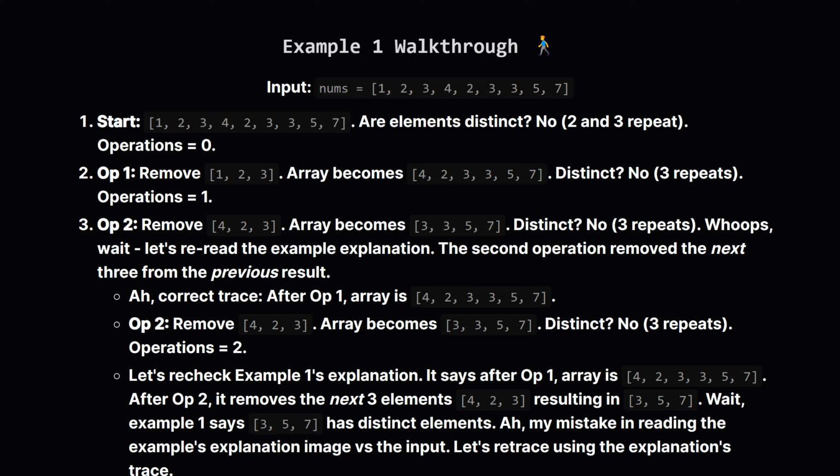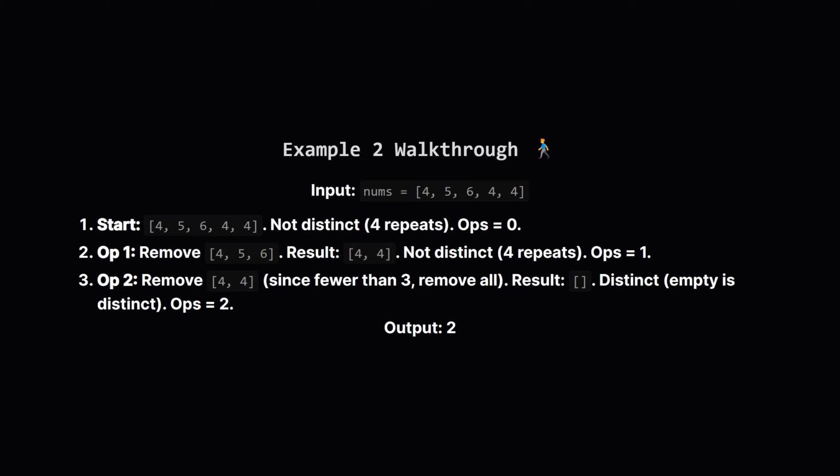Operation 2. Chop off the next 3 from the current list: 4, 2, 3. Now we're left with 3, 5, 7. Are these unique? Yes. 3, 5, and 7 are all different. Great, we stopped after 2 operations. So, the minimum number of operations is 2. Make sense? Let's try example 2.